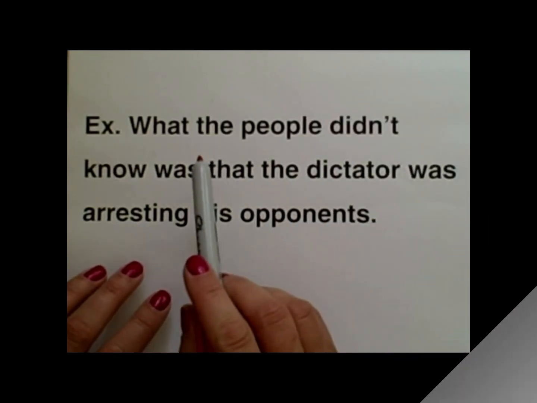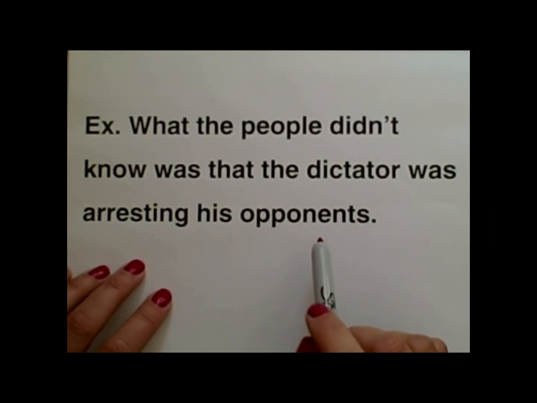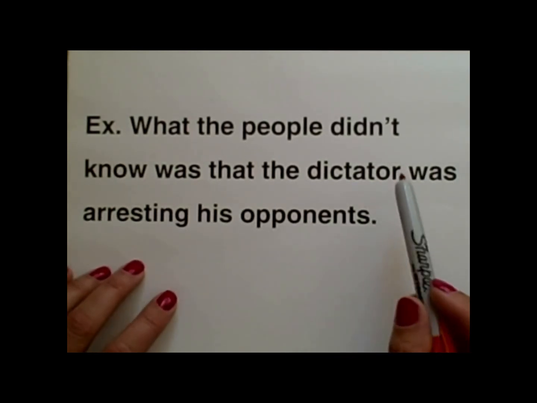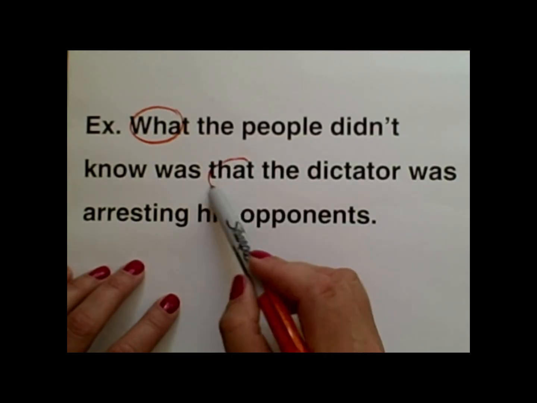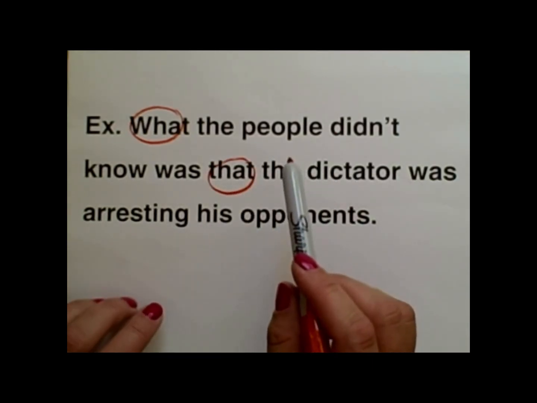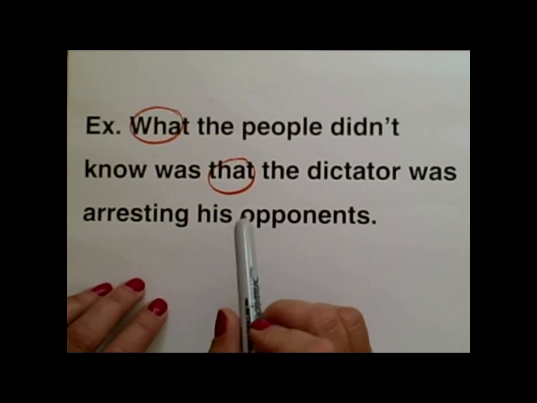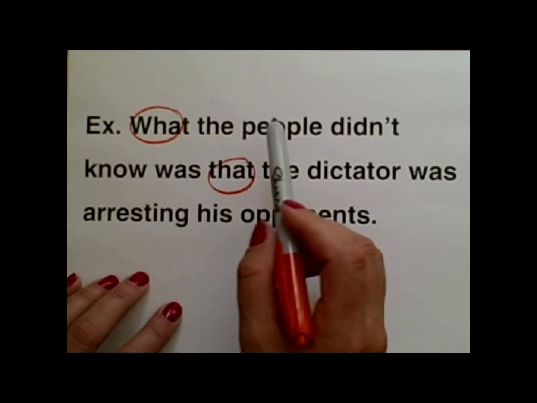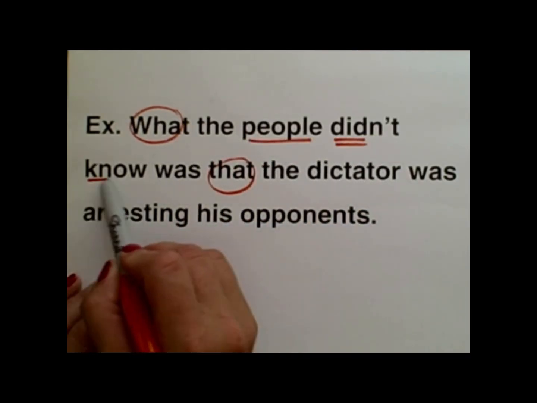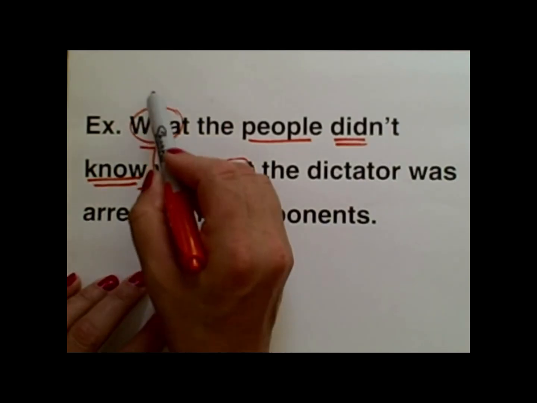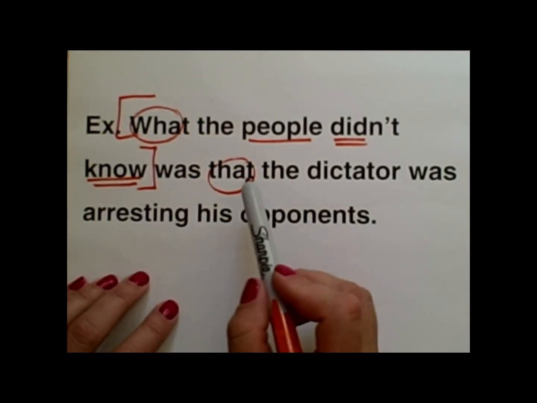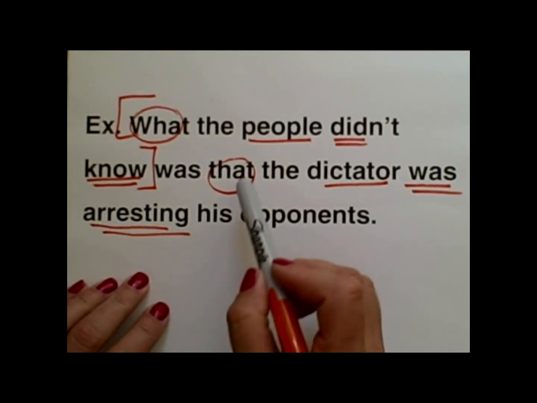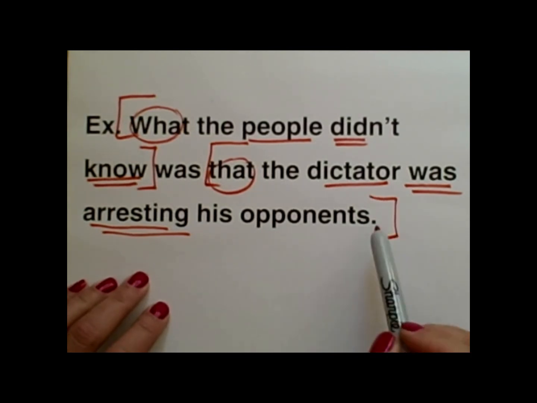Let's do one more. What the people didn't know was that the dictator was arresting his opponents. Nice, happy sentence. If you read carefully, you can see that there are two trigger words, what and that. But do they both introduce noun clauses? Let's figure out how they are functioning in the sentence. First, let's find the whole clauses. What the people didn't know is our first clause. And then that the dictator was arresting his opponents is our second clause.